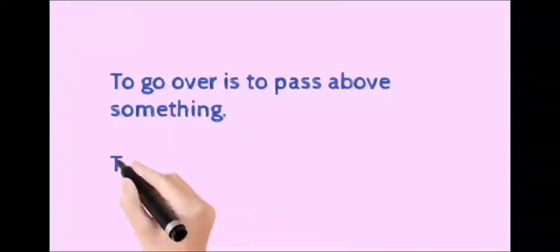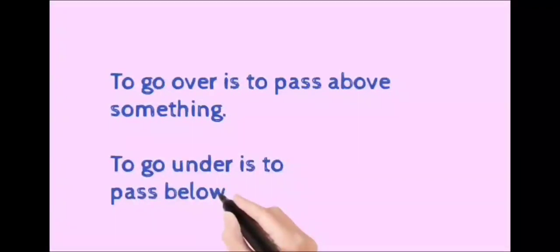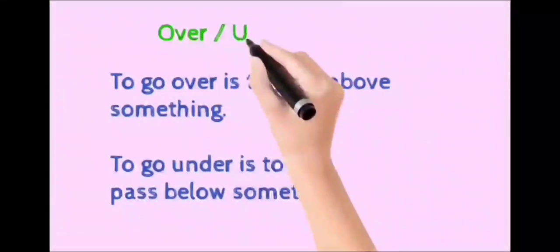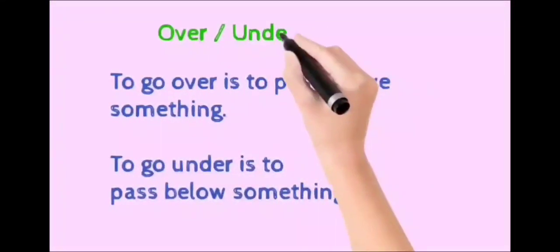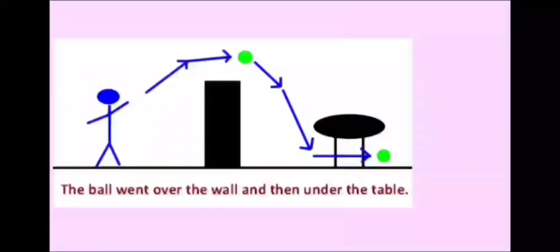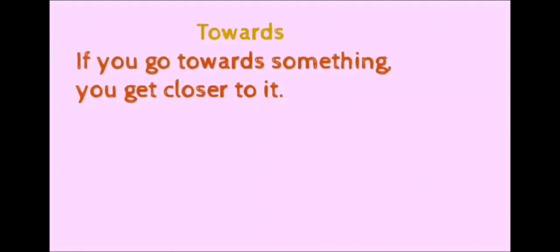To go over is to pass above something, and to go under is to pass below something. My dear students, you have to remember that this passing over does not touch. Okay, there is no contact. The ball went over the wall and then under the table. Here the ball touches neither the wall nor the table.